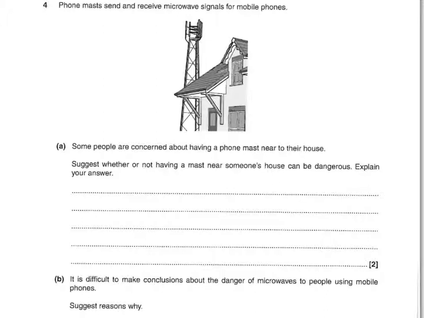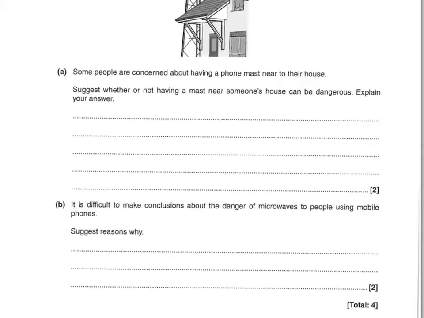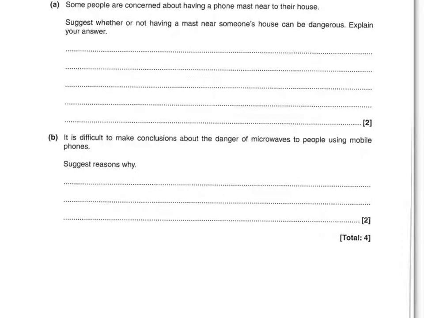Or if you said that it's not dangerous, you could say that the mast is well above the house for 1 mark, or that there's fabric in the house that's absorbing some microwaves for another mark, or the microwave power output is low, or you could say that there's a long wavelength or a low frequency of microwave, so it's not harming cells.